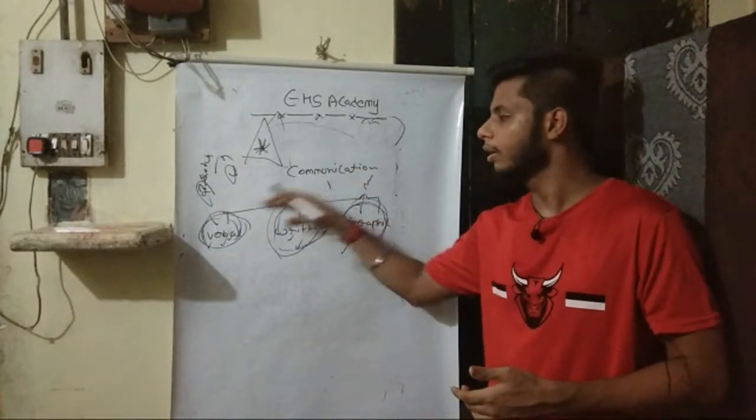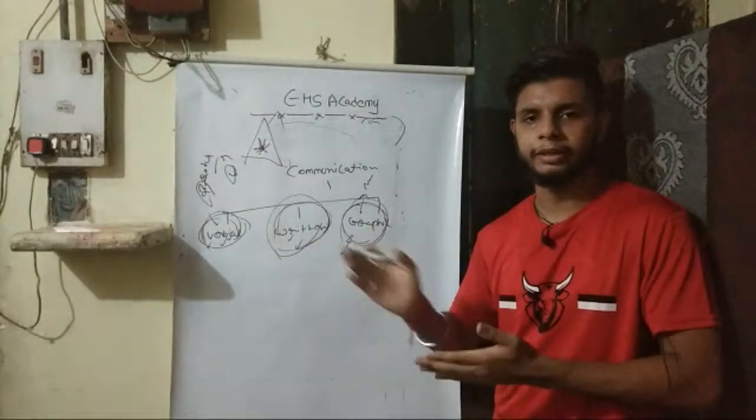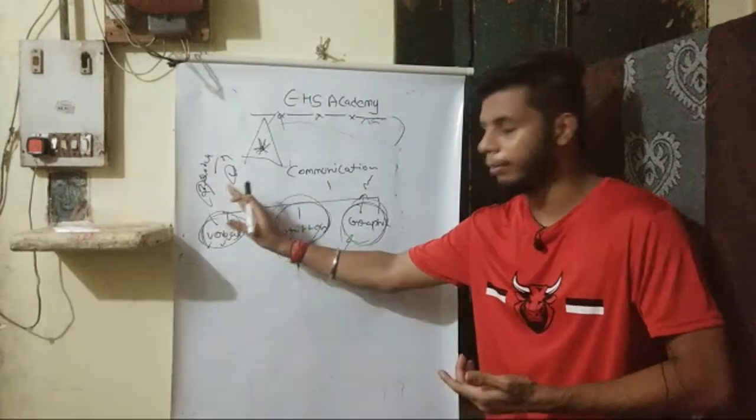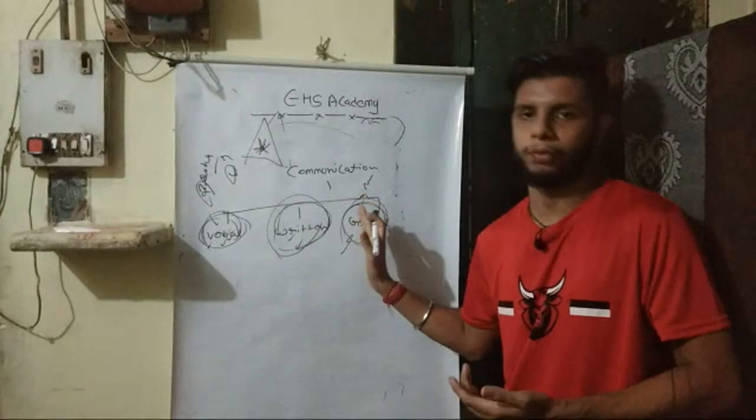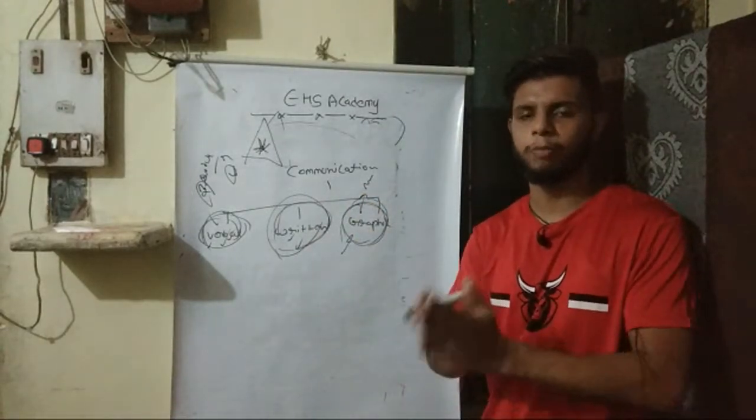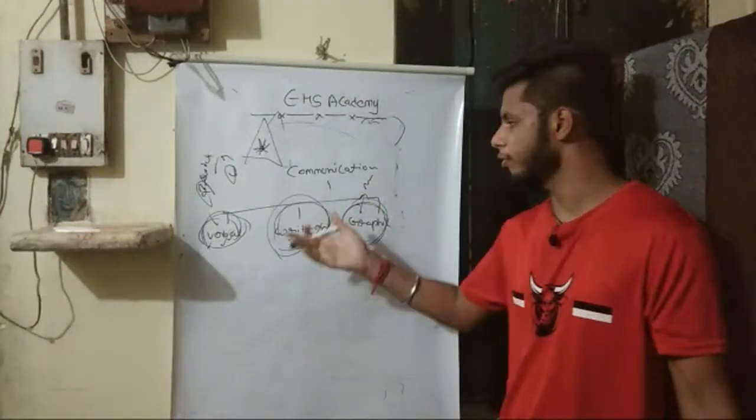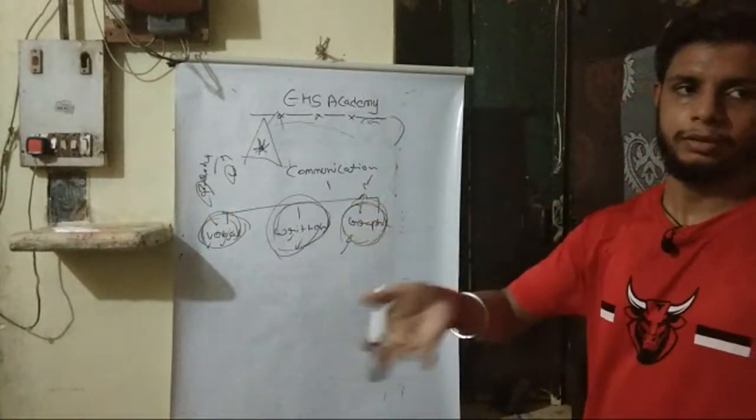So kindly read those points, whatever is written there: four benefits and four limitations of each. It's very easy to understand, guys. Very small points are there. So kindly read that. If you want to write that chart, you can write that. So let me read your comments.